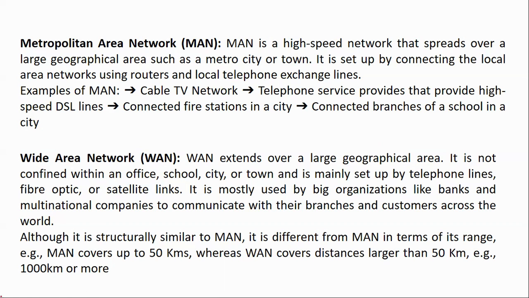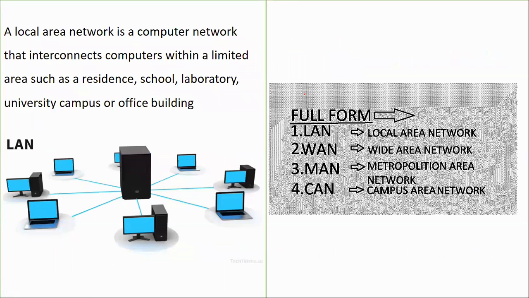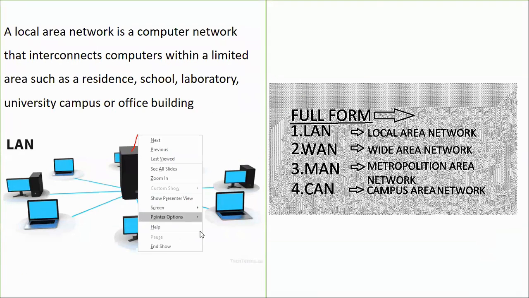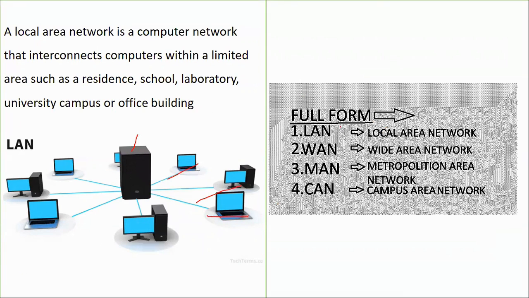Now, going ahead, the next point is the diagrammatic presentation for understanding their functioning. A local area network, as I said, is a computer network that interconnects computers within a limited span, either a residential place, a school, a laboratory, or a university campus. This can be the main server, and this is how the network gets connected with the help of various systems. This is called LAN, that is local area network.